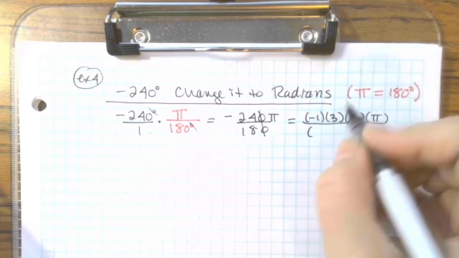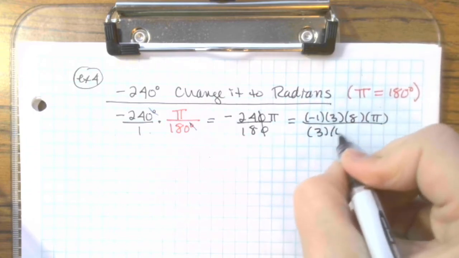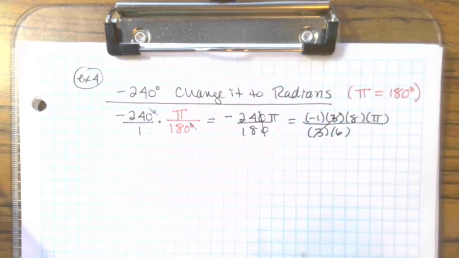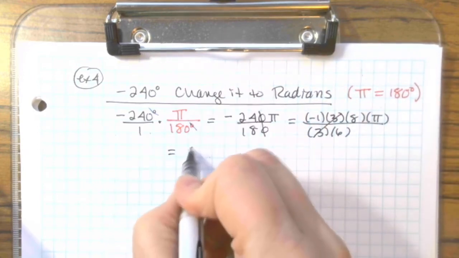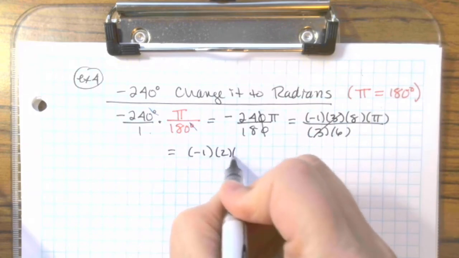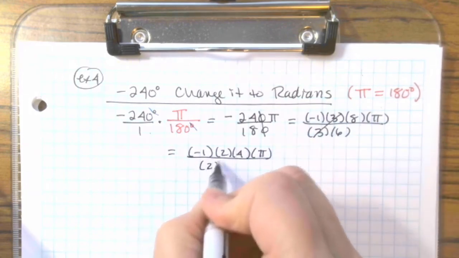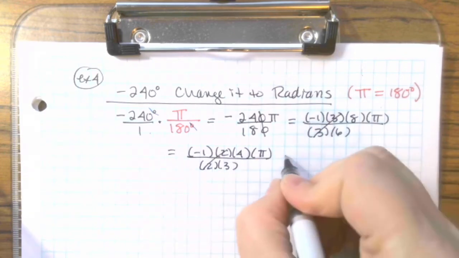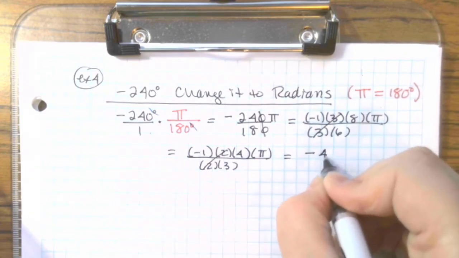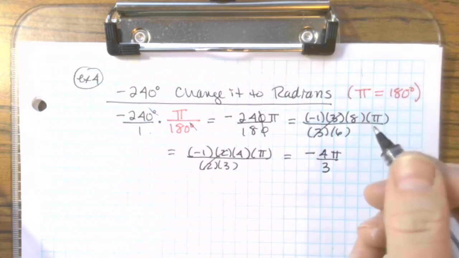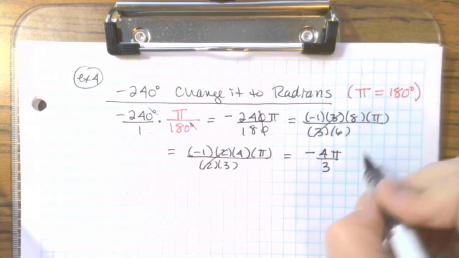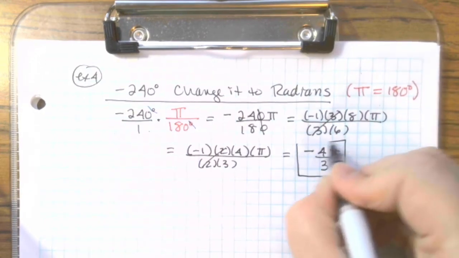On the bottom, 18 is 3 times 6, lose a 3. 8 is 2 times 4. 6 is 2 times 3. Lose a 2, and you've got it, negative 4/3 pi. And that is radians. Whether it says so or not, it is radians.